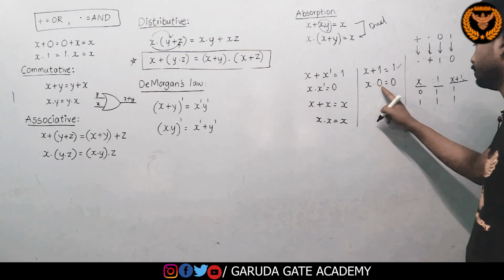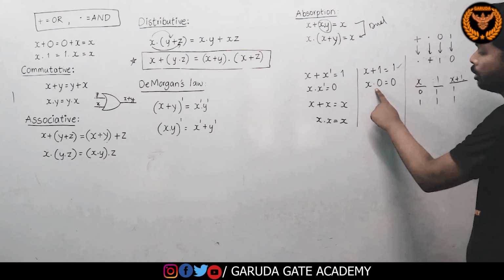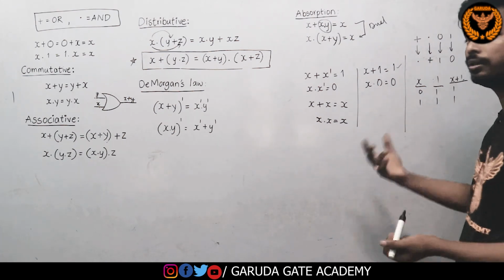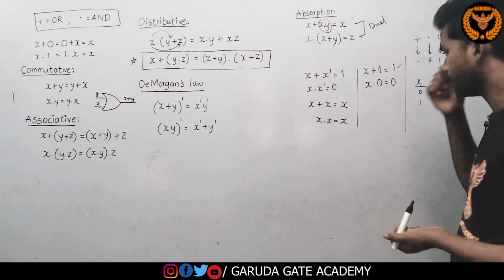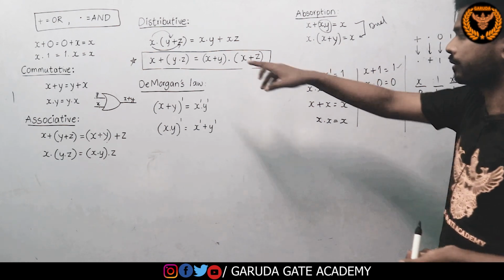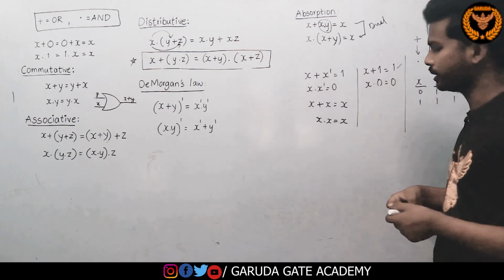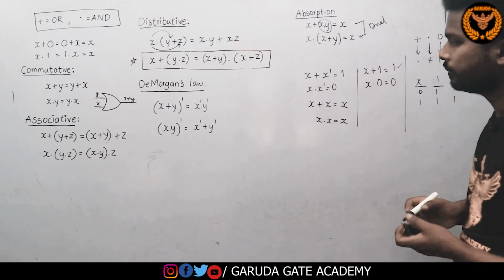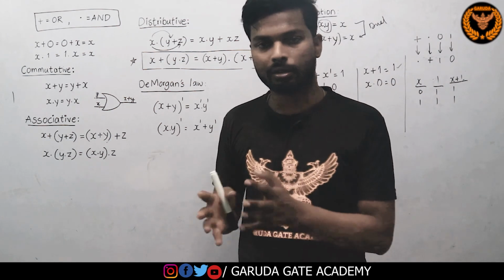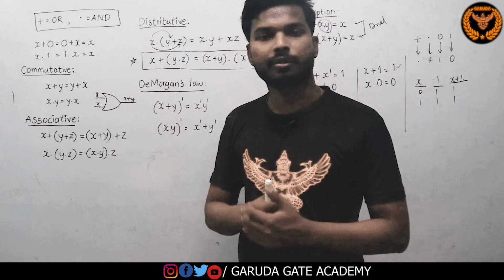Likewise, x and 0 will be always 0, because here AND operation is going on. 0 will not change in any of the situation. So if there is 0, AND gate will always produce 0. Okay. If it is x plus 0 that we have discussed over there, then that would be x. Okay. So these are the properties that we have in Boolean algebra, and we had a brief discussion on logic gates as well. So this is regarding Boolean algebra and logic gates, and next we're gonna see Boolean functions.